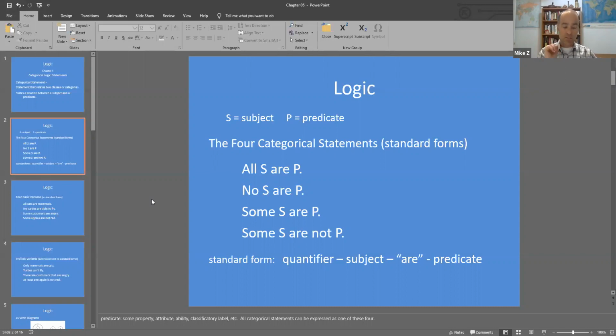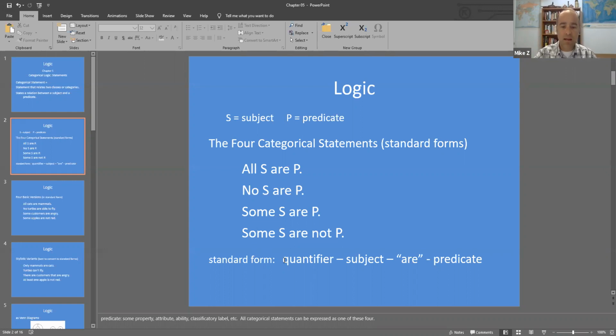It's a good idea to do that because when we convert these stylistic variants, as they call them, into the standard form, it becomes easier to recognize the logical relationships between the categorical statements. And then when we get to Chapter 6, it becomes easier to recognize whether an argument that involves these categorical statements is deductively valid or deductively invalid.